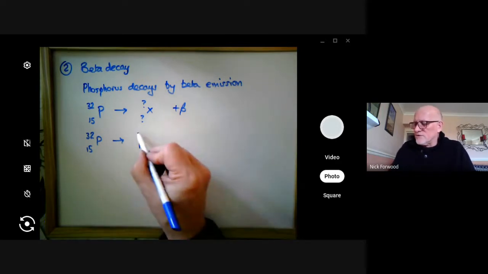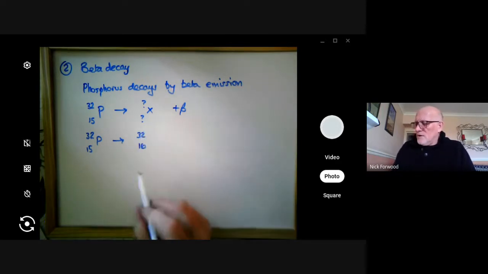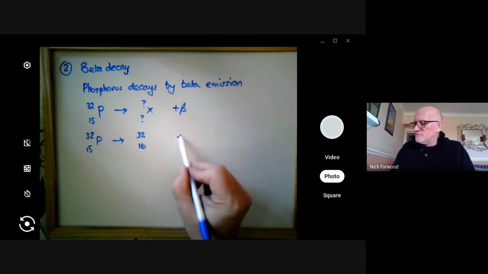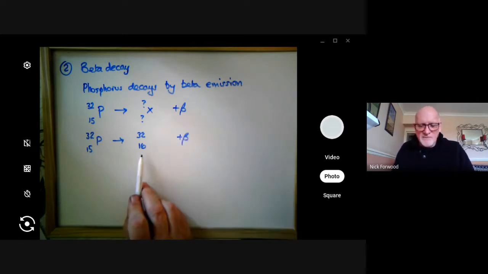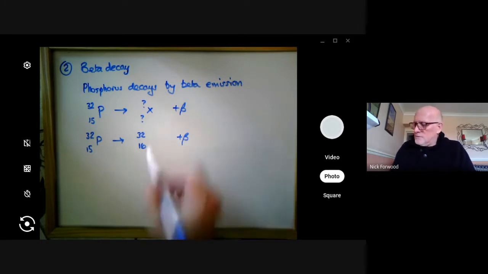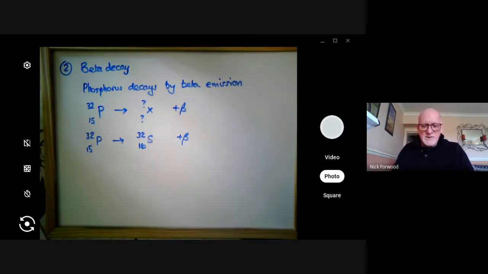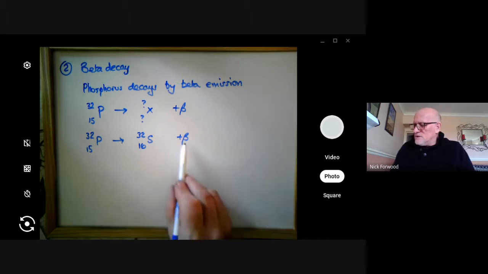So we've still got 32 of them with our beta particle, and we're going to have to go off to our periodic table and see what happens when our neutron is changed into a proton. The number of protons has gone up by one, and what is the element with one extra proton? You look that up, and it's that element there. Okay, it's silicon. So we've got the beta bit here.